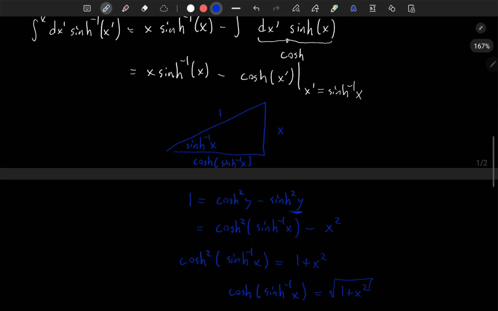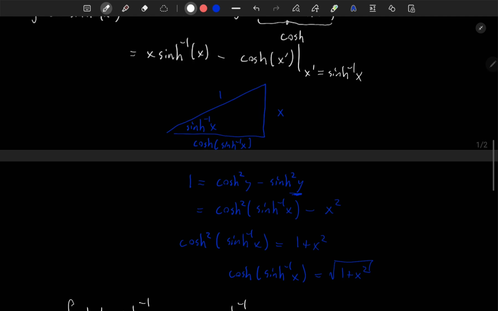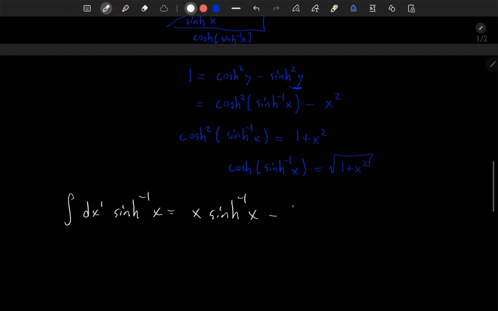And that gives us information for our integral. So we can finally say the integral of inverse sinh of x is x inverse sinh x minus, well, cosh of inverse sinh is root 1 plus x squared. And I'll just throw in the constant.